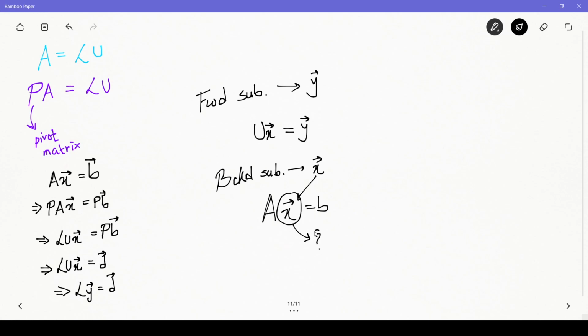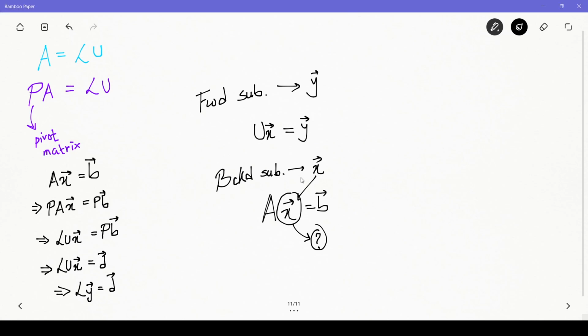To find for what values of x, when the original matrix A is multiplied, we get a particular b column vector, right? So this is how we can come up with the solution of a system of linear equations using the LU decomposition method. We need to introduce a new matrix, which is the pivot matrix.